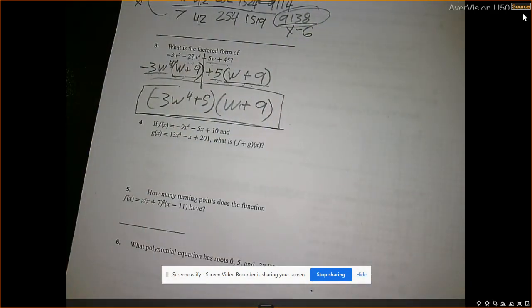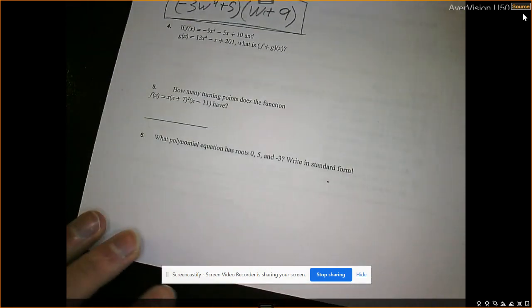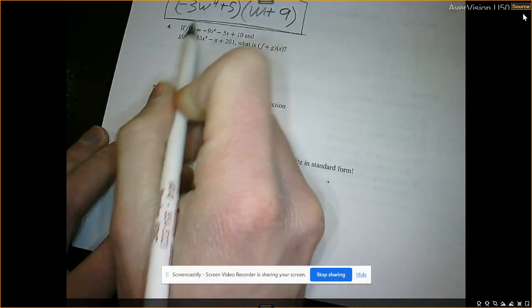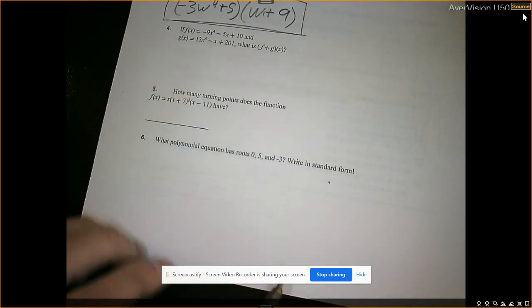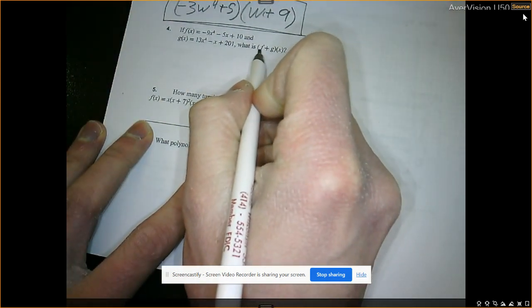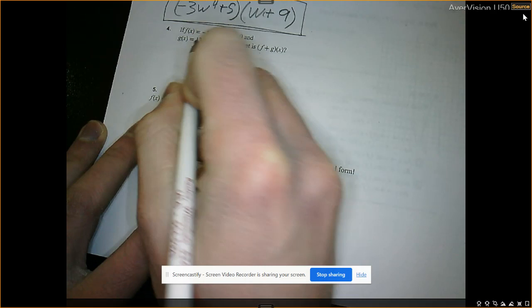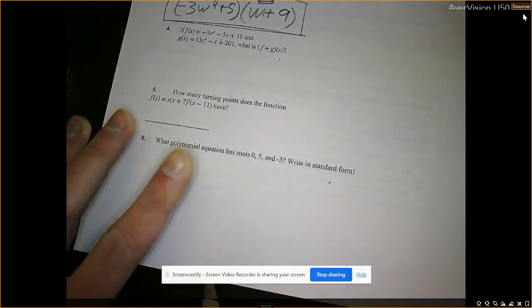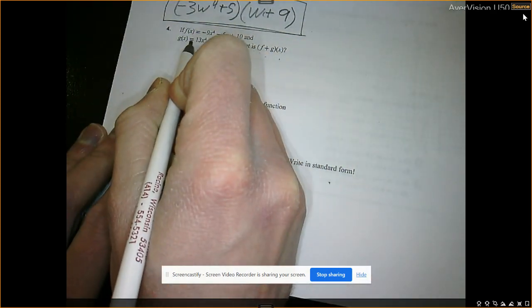Okay, going on to number 4 then. If I have something like this, and they're saying this is f of x, this is g of x, what is f plus g of x? Well, then we're just going to add the two together.